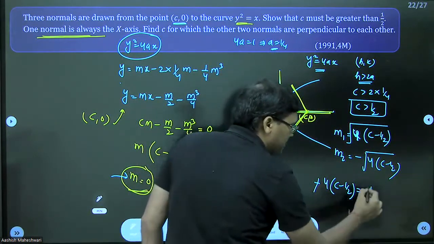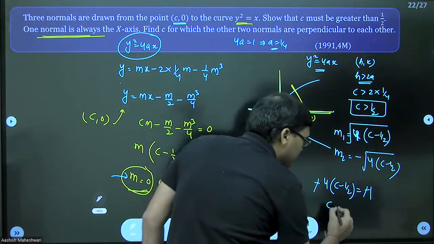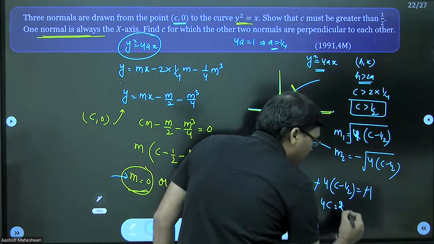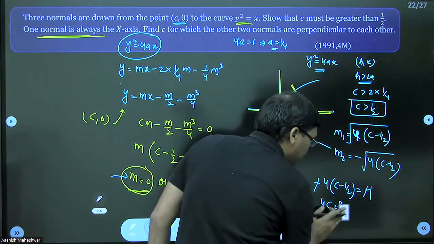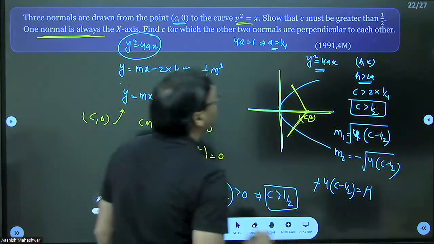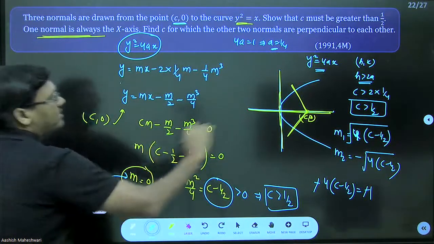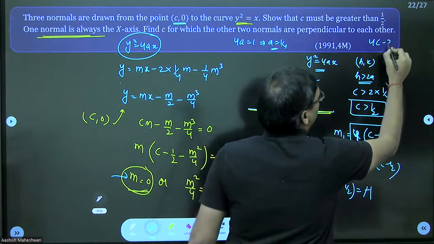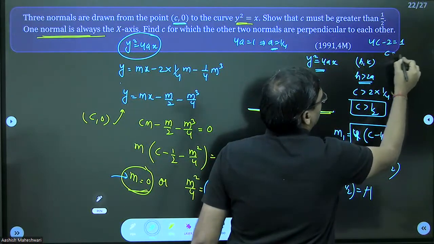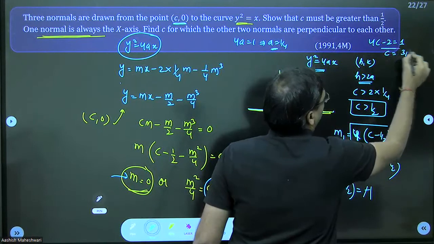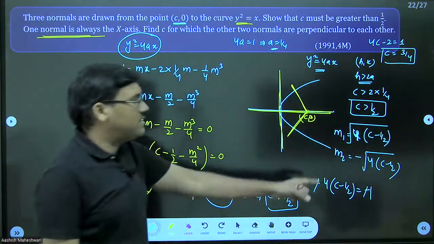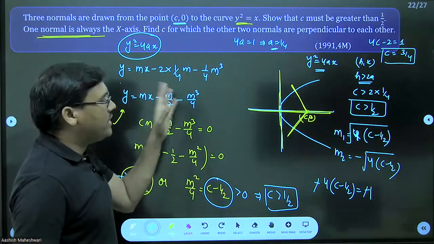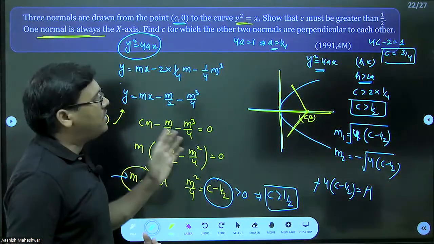Now you can check this. This is cancelled. So what is c? Sorry, let me solve it here. This is 4c minus 2 is equal to 1. That is c is equal to 3 by 4. So what should be the value of c? c should be equal to 3 by 4 so that the normals are perpendicular to each other.